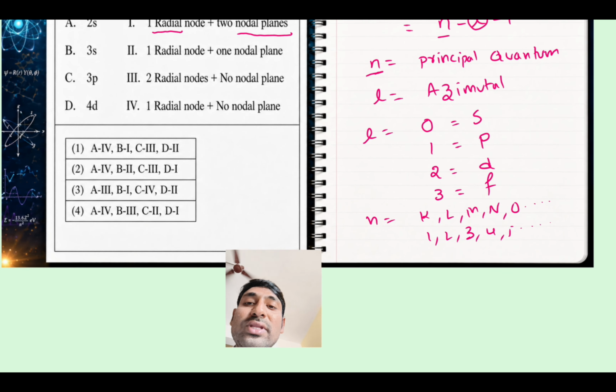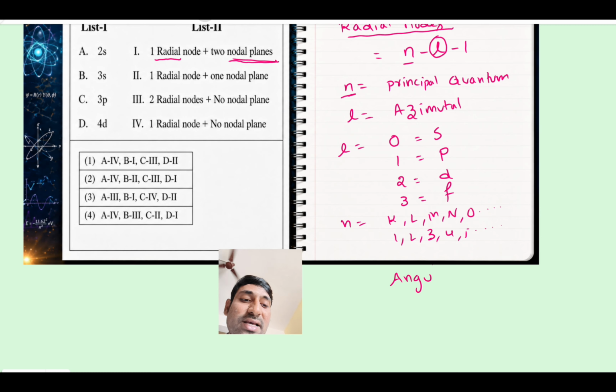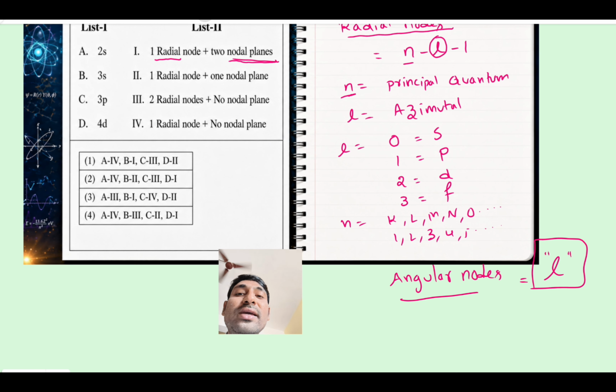Now, they also ask about nodal planes. Nodal planes are nothing but angular nodes. Angular nodes are always equal to the l value.